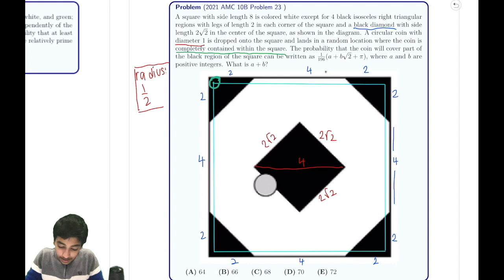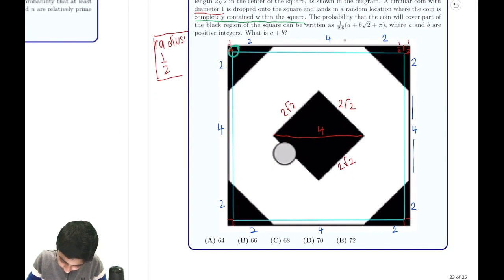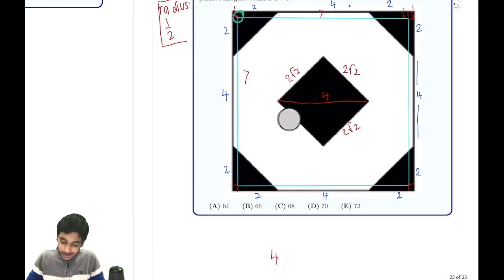So the center has to be in this region. And what is this square going to have? Well, notice that this has to be the radius, which is 1/2. Again, that's why you don't get confused between radius and diameter. So this will be 1/2 here, and this will be 1/2 here. It has to be just on the edge, so that the center is 1/2 to the left of it, and the same thing, 1/2 down as well. Same thing here. 1/2, 1/2, 1/2, 1/2. So we can see that the side length of this blue square is going to be 7 and 7. So 49 is the area of this light blue square right here.